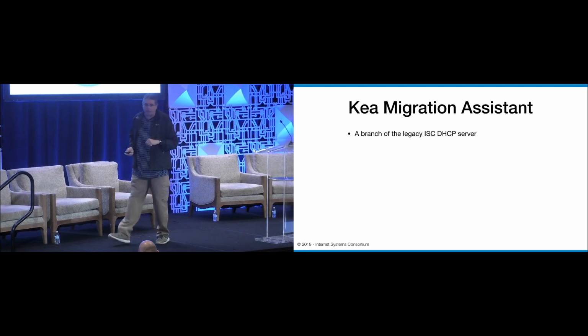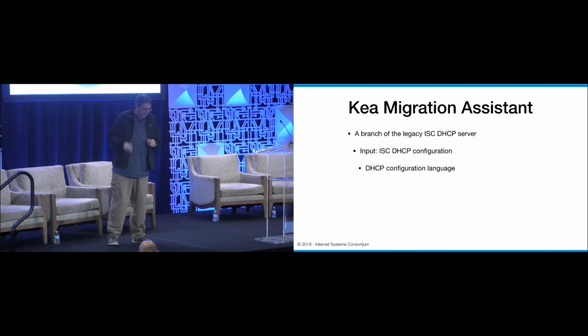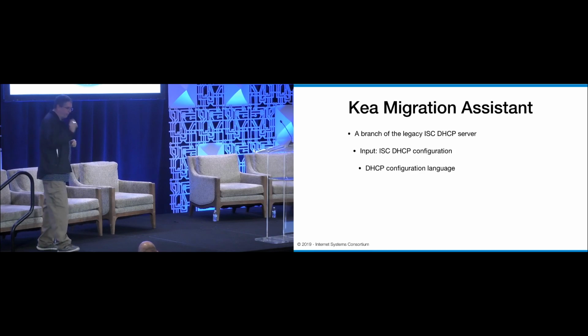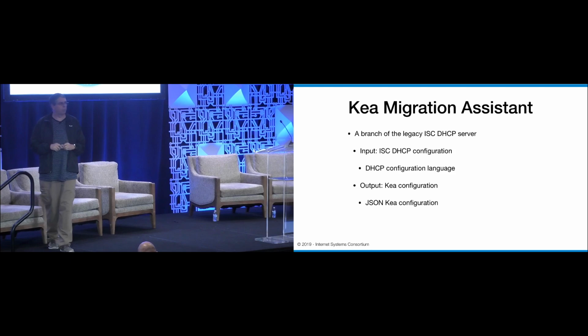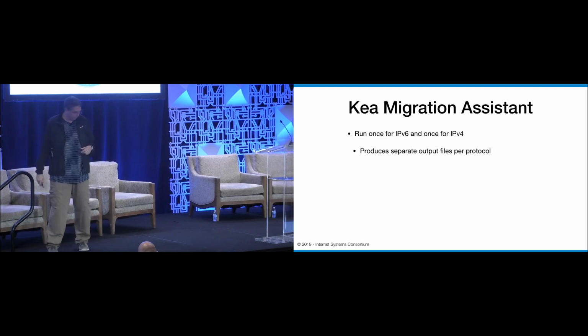So the Kea Migration Assistant, or Kea MA, is a branch of the legacy ISC DHCP server. It takes as input the DHCP configuration file. It provides as output the JSON Kea configuration. Sounds fantastic, right? And it is, because it gives you a really good start on how to do your migration.